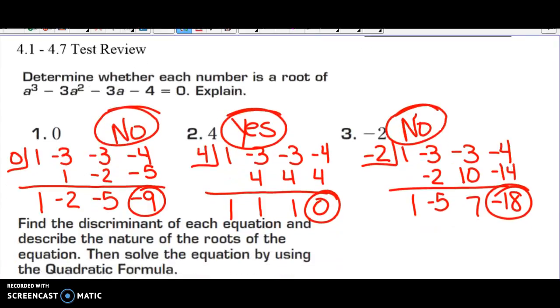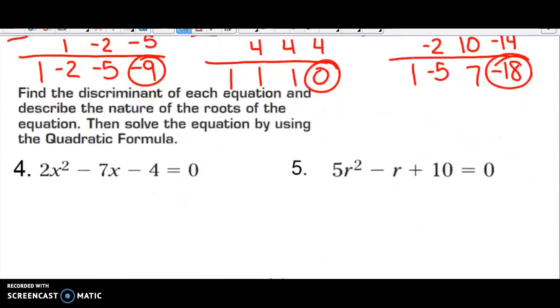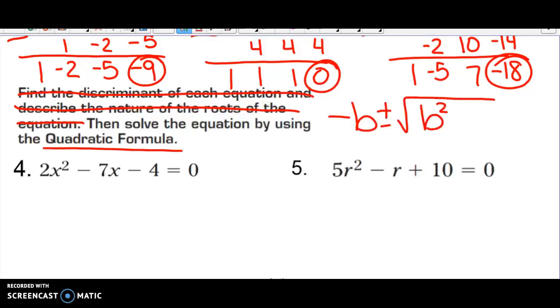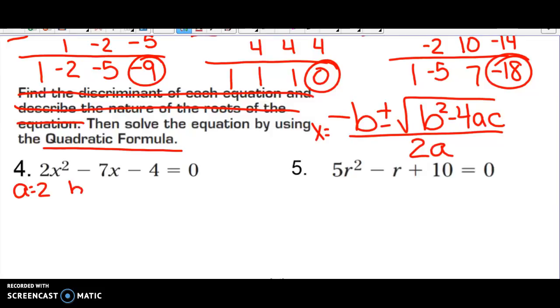Now I took out some of these directions on yours. So you did not need to find the discriminant and determine the nature of the roots. You're going to know the nature of the roots just by finding the solution, okay? So let's plug this into the quadratic formula. That's actually x is equal to that. So we're going to say, well, a is 2, b is -7, and c is -4. Plug that in. I'm going to go ahead and set it up.